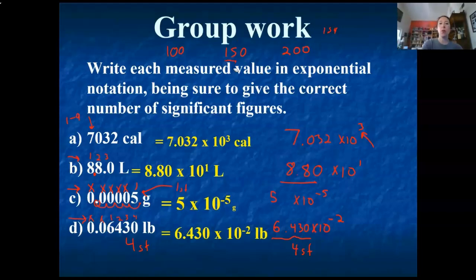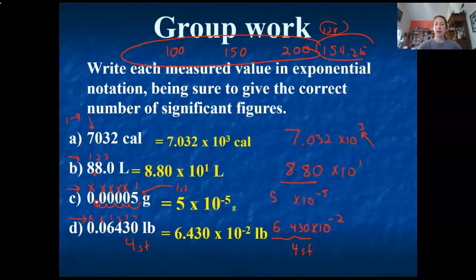If you weighed yourself on this scale right here, remember this is your actual weight, and you said, I weigh 154.25 pounds, based on this measure you'd be like, how in the world do you know that? Because all this scale tells you is you weigh 150 pounds. There's no way these numbers mean anything. So these significant figures are determined by the precision of our instrument.